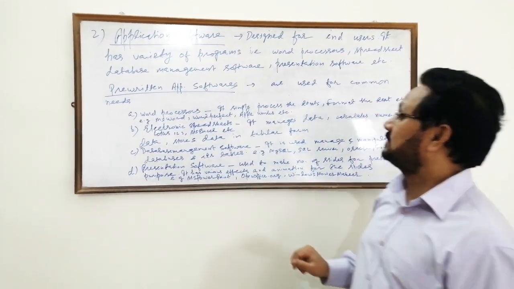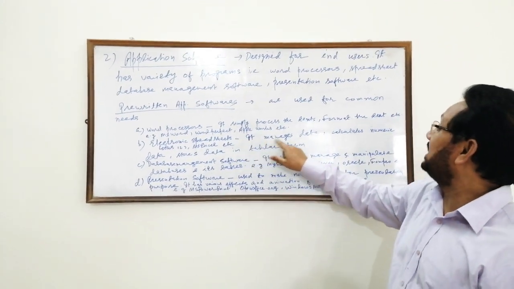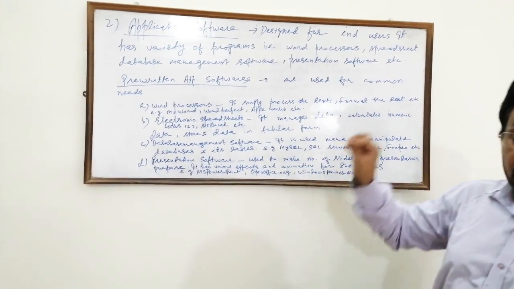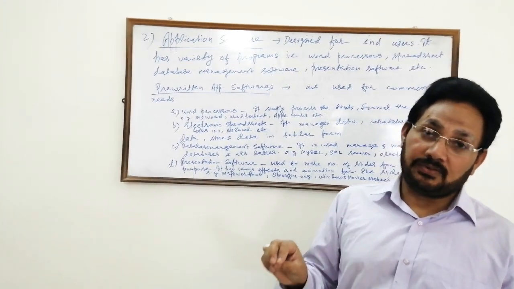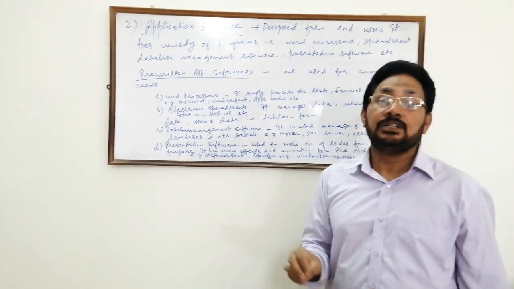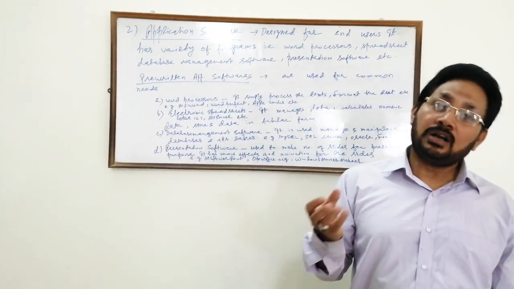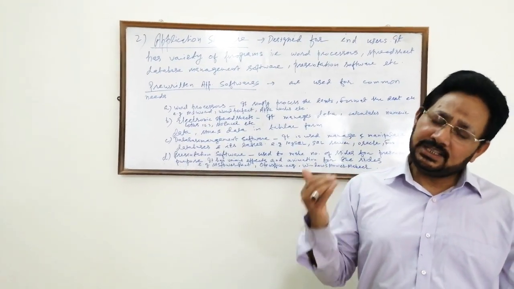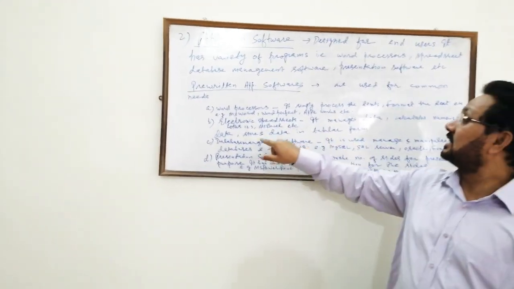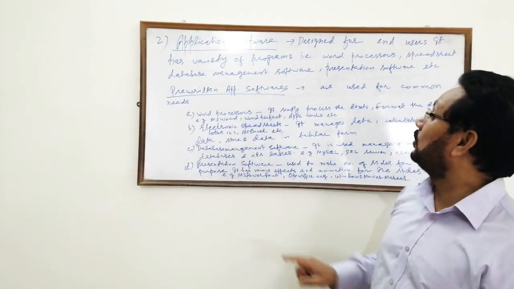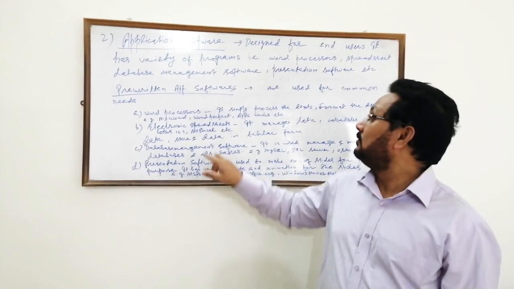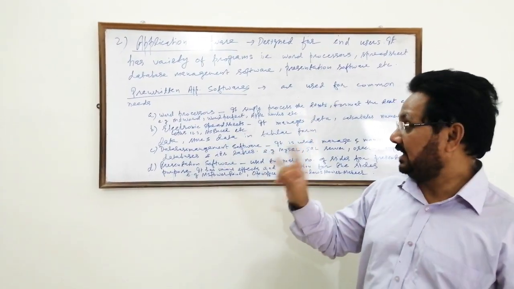Second is electronic spreadsheet. What it does, it manages data, calculates numeric data, gives you a result. You can do the financial calculation as well, financial accounting, as well as you can calculate a result, or you can do any sort of calculation in an electronic spreadsheet. The various types of electronic spreadsheets are Lotus 123, MS Excel, etc. With Windows, we normally use MS Excel.